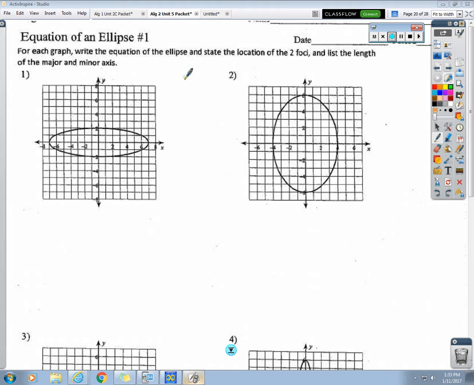Okay, here we go. It says, for each graph, write the equation of the ellipse and state the location of the 2 foci and list the length of the major and the minor axis. So I'm going to do those a little out of order. First, I'm going to find the major and the minor axis and identify their length. Just write what I'm writing.